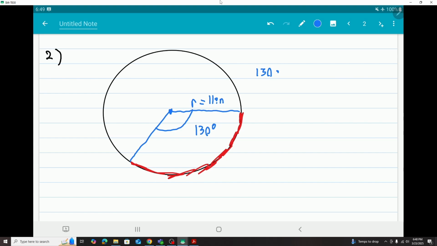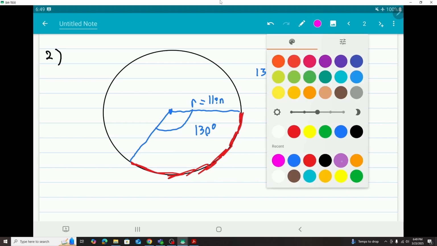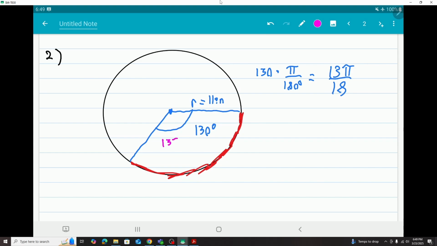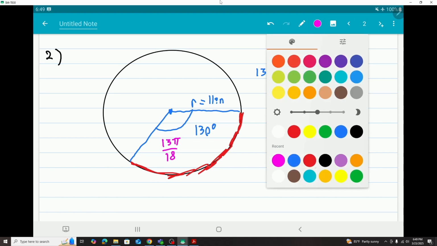So if I want to convert from degrees to radians, well, pi radians is half a rotation. 180 degrees is half a rotation. And so then this angle measure in radians is 13 pi over 18. So we have 13 pi over 18. And now we can proceed exactly like we did before.